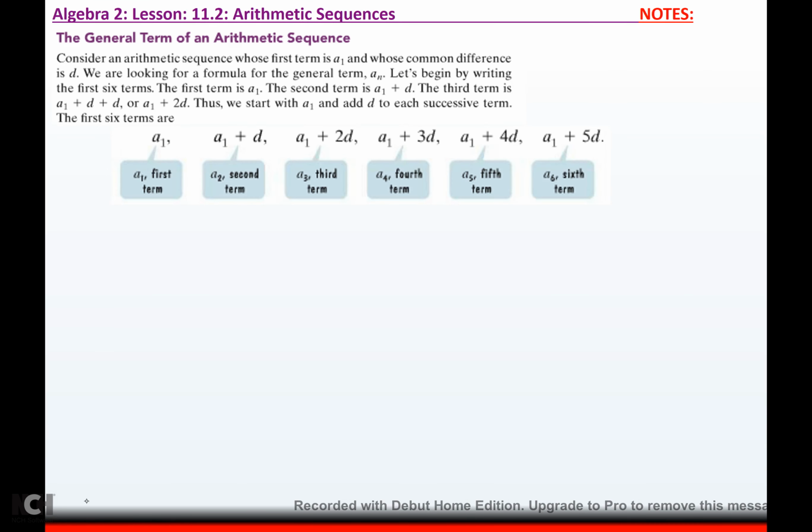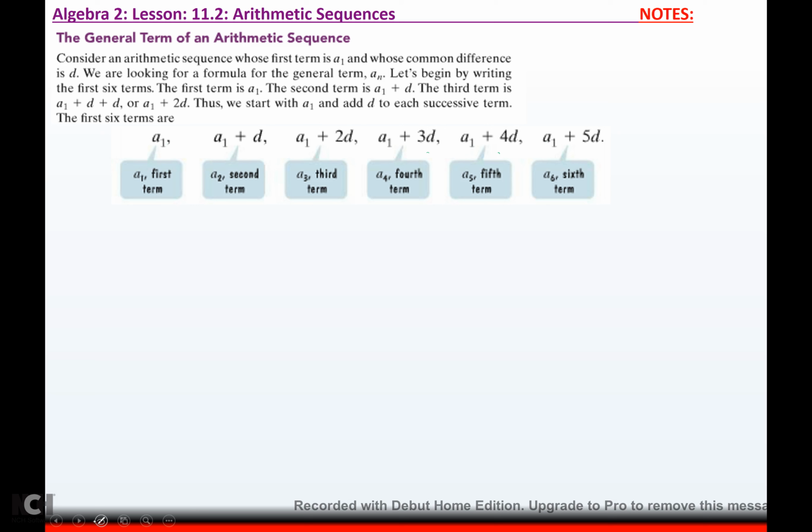Alright, so now what if we wanted to find the general term of an arithmetic sequence? It says, consider an arithmetic sequence whose first term is a sub 1 and whose common difference is d. We're looking for a formula for the general term a sub n. Let's begin by writing the first 6 terms. The first term is a sub 1. The second term would be a sub 1 plus d. Then you'd add 2d's, 3d's, 4d's, 5d's. And that's if you know the first term.